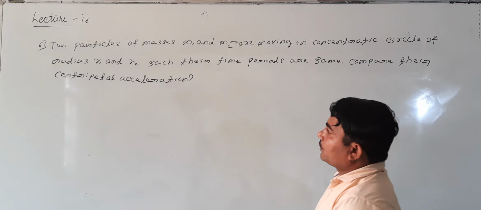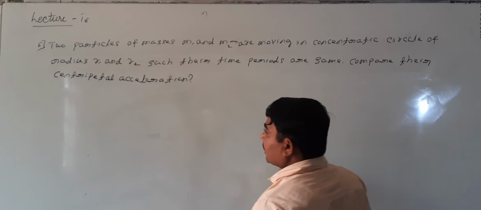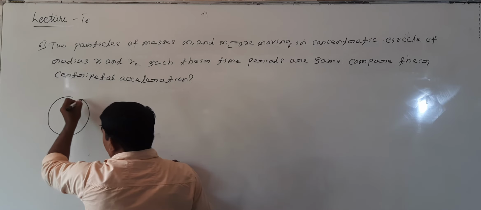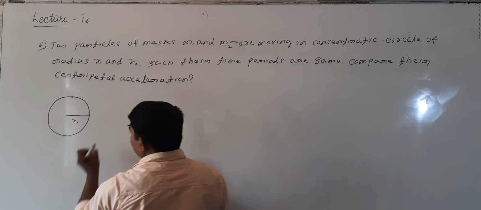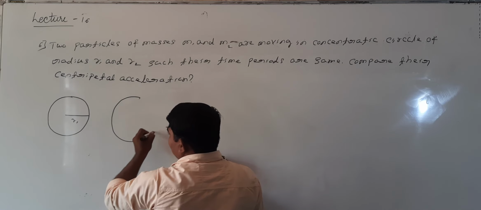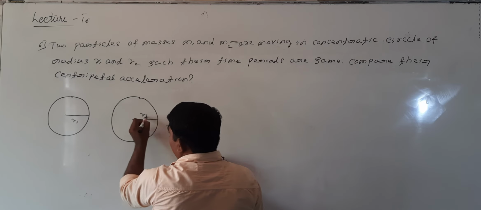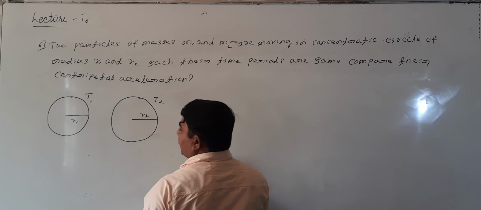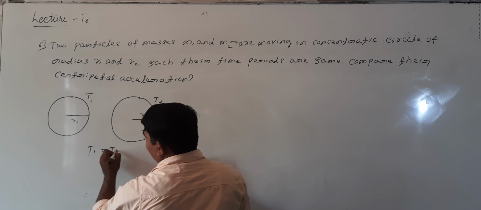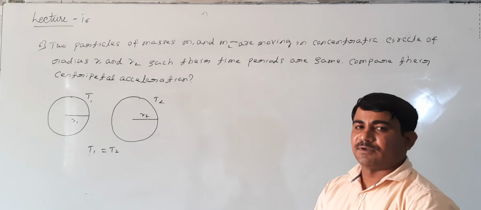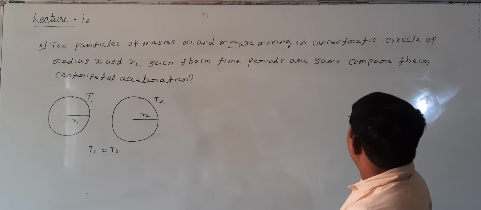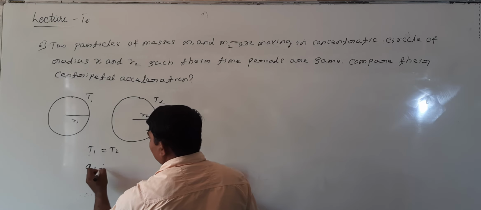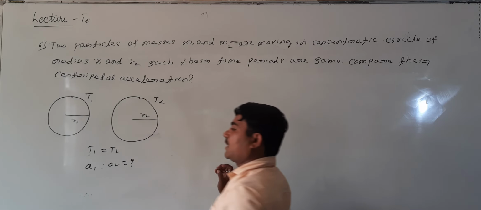Question is very simple. Two particles of mass m1 and m2 are moving in concentric circles of radius r1 and r2. See here, this is one particle moving in a circular path of radius r1. The second particle moves like this with radius r2, such that the time periods are the same. Here T1 is there, here T2 is there. What is the condition? T1 must be equal to T2. Then what we need? We need to compare centripetal acceleration, that is compare a1 and a2. a1 and a2 must be what?